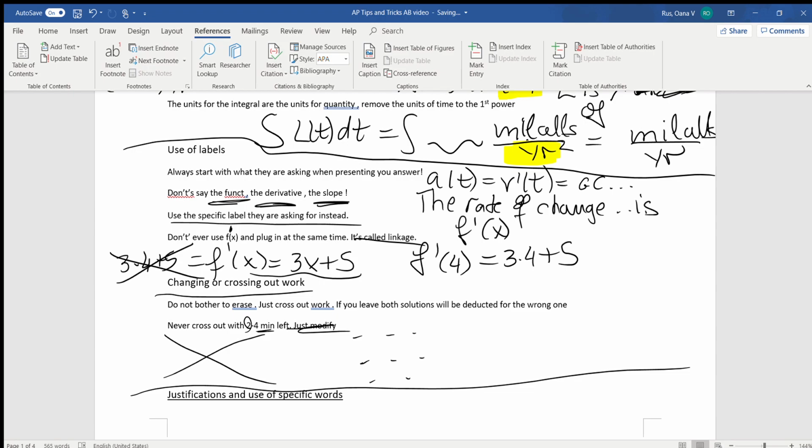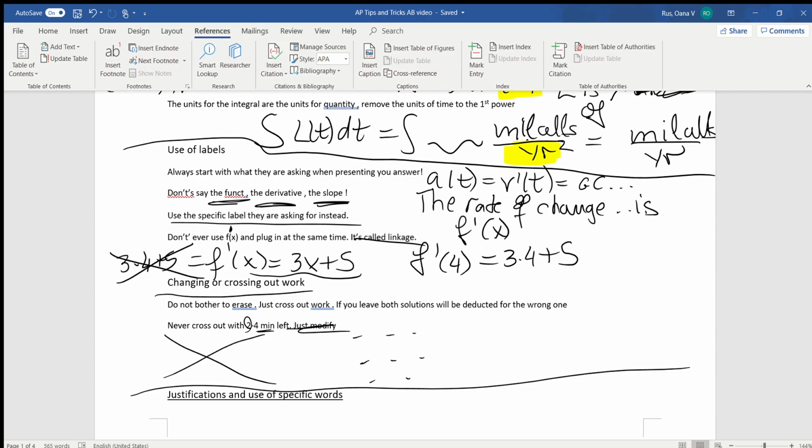If you leave both solutions there, the one that's crossed out and the one that's not crossed out, just because you didn't know what to do, you will get deductions for both. So, and I'm not sure if they'll do an average or not, but whatever you got wrong in the first one and whatever you got wrong in the second one will be averaged, okay?